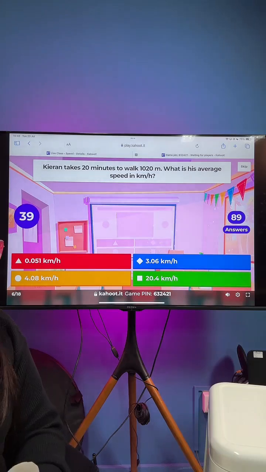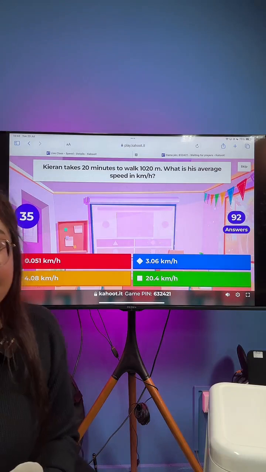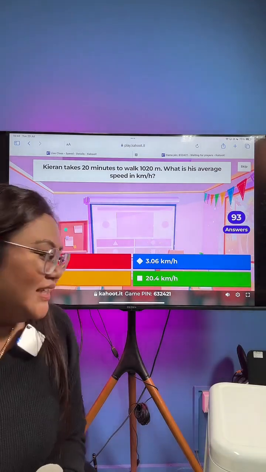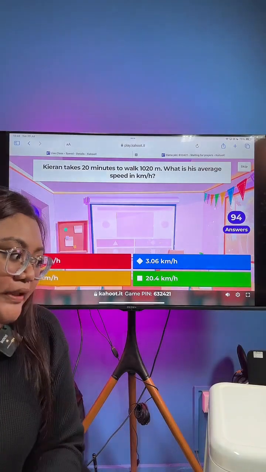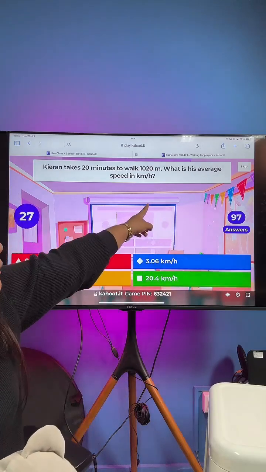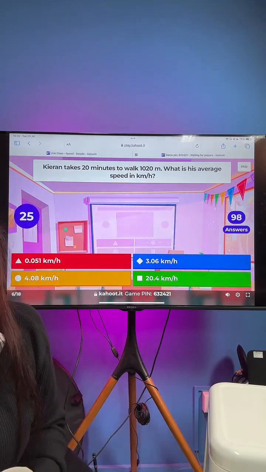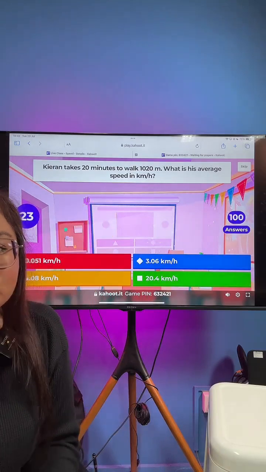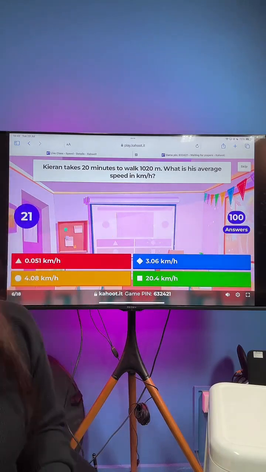Okay, we are down to our final 30 seconds for this one. A quick note here, okay guys? We want the speed to be in kilometers per hour. So you got to convert the meters into kilometers. Change to find 1 hour.